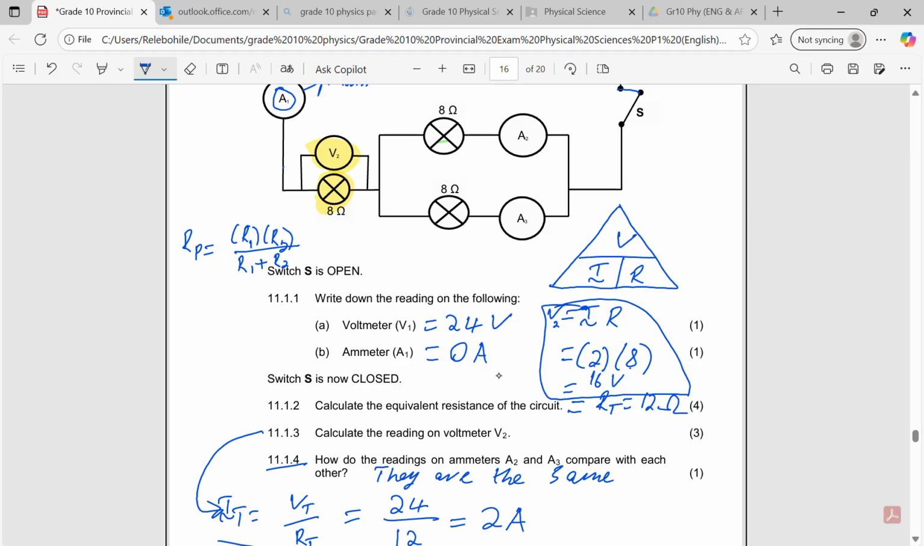As you can see, our total current on this circuit is 2 amperes, meaning that when our current gets here, it gets divided, right? So 2 divided by 2, because we have 2 resistors, will be 1. So this resistor will have 1 ampere, and this resistor will also have 1 ampere. If we add them together, they'll give us the main current, which is 2 amperes.